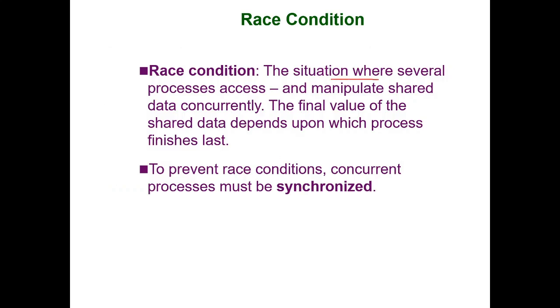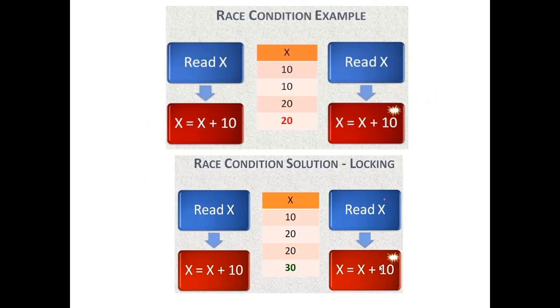A race condition is the situation where several processes access and manipulate shared data concurrently, and the final value of the shared data depends upon which process finishes last. Whichever process has grabbed the variable first, the further process will depend on that latest value. So to prevent race conditions, concurrent processes must be synchronized properly. There are some techniques which can be used to synchronize all of this properly.